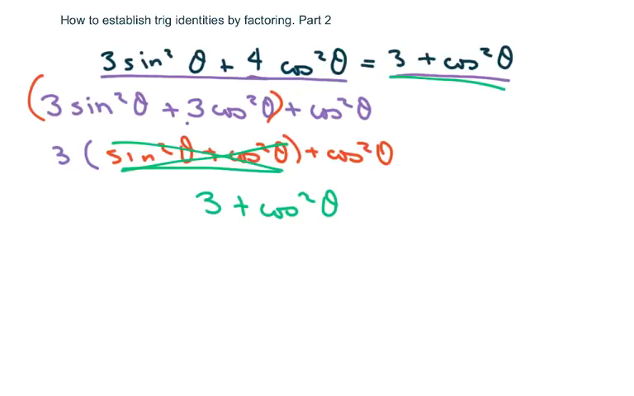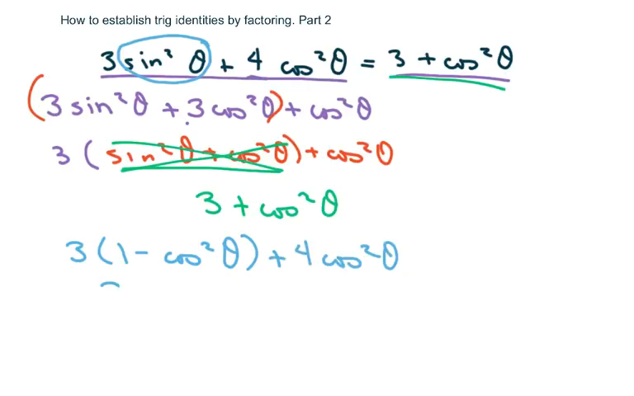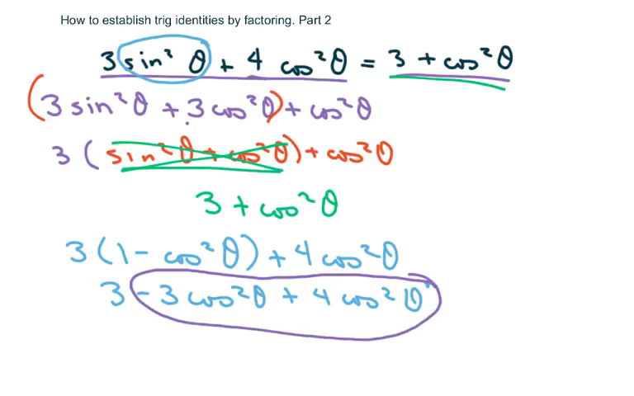Or you could have written this as 1 minus cosine squared of theta from your Pythagorean identities. Now you distribute, you get 3 minus 3 cosine squared of theta plus 4 cosine squared of theta. Now negative 3 of these plus 4 of those is one of those. You get 3 plus cosine squared of theta, which equals what we want. So there's 2 ways to do that.